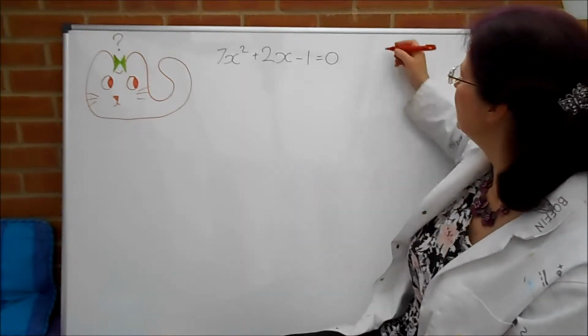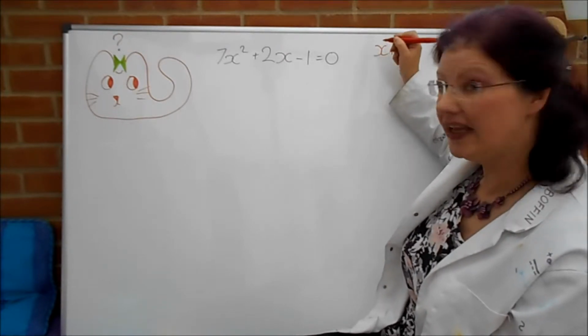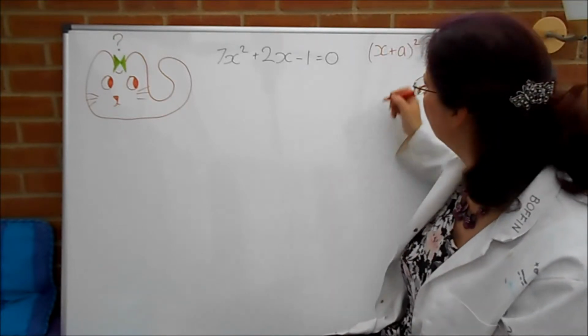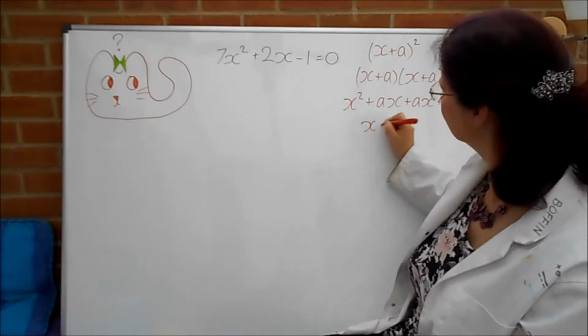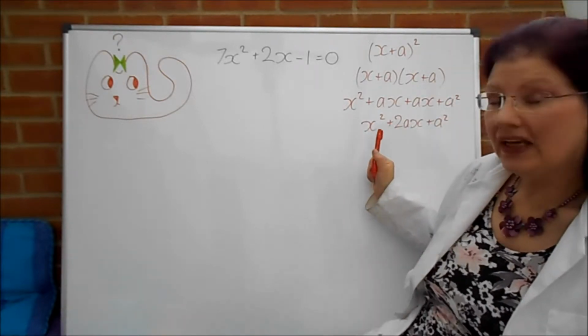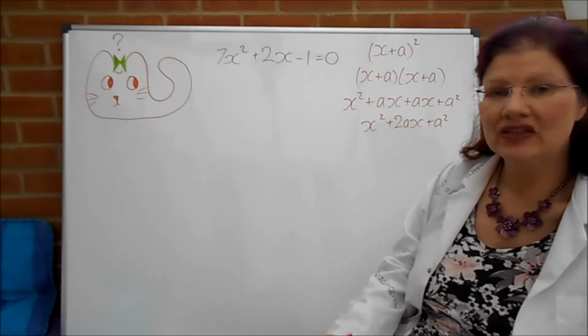Here's a quick reminder of what it is. If we have x plus a, where a can be any number, squared, then that expands like this. Okay, hopefully you're familiar with that. We get x squared, and then we get an ax and another ax, and then finally an a squared at the end.